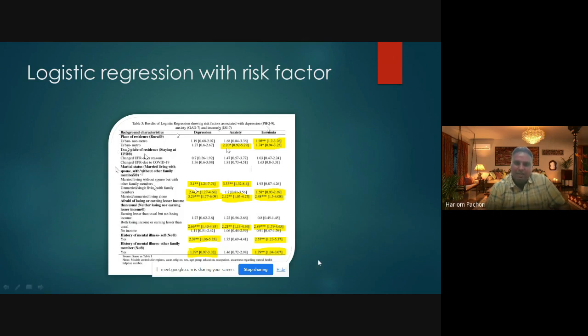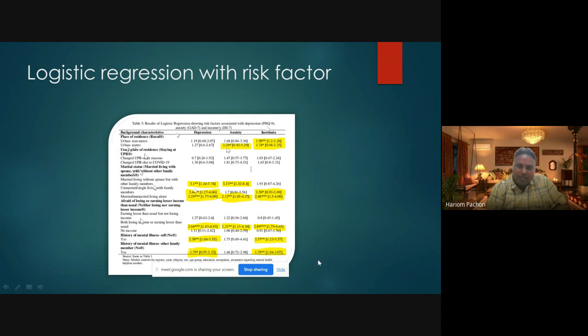For married, unmarried, living alone, depression was 3.29 times, and it was highly significant, 3 star. For anxiety it was 2 times, and for insomnia 2.5 times.